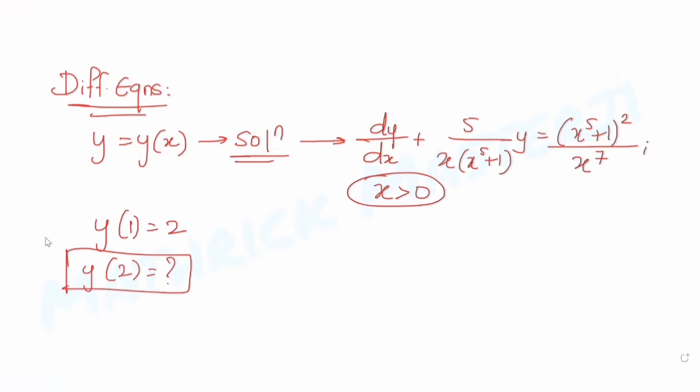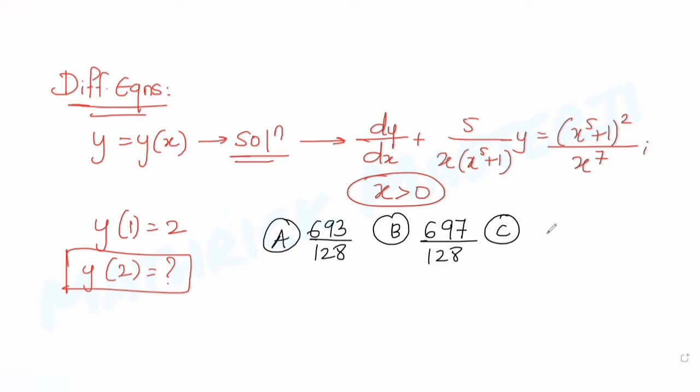And if I talk about the answer choices that are given, they are 693 divided by 128. The second answer choice, 697 divided by 128. The third answer choice is 637 divided by 128. And the last answer choice is 679 divided by 1. So we need to figure out which one of the answer choices is the correct answer for the question given to us here.